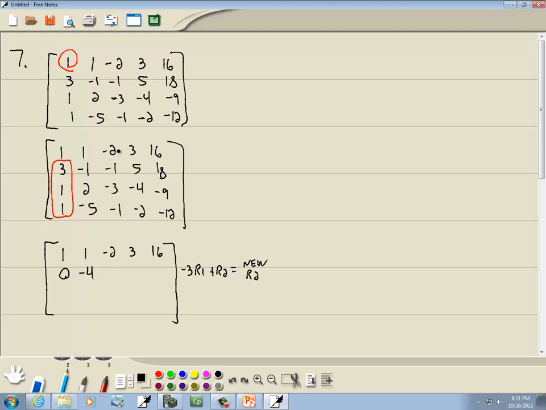Negative 3 times negative 2 is 6, plus a negative 1 is 5. Negative 3 times 3 is negative 9, plus 5 is negative 4. Negative 3 times 16 is negative 48, plus 18 is negative 30.